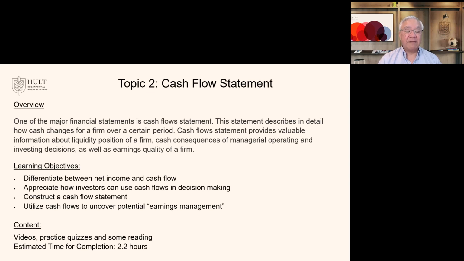The learning objectives are to differentiate between net income and cash flow, appreciate how investors can use cash flows in their decisions, and then construct a cash flow statement and utilize cash flow statements to uncover potential earnings management. The methods we'll be using here are similar to others, which are video, practice quizzes, and some reading. The total estimated time for completion is 2.2 hours.